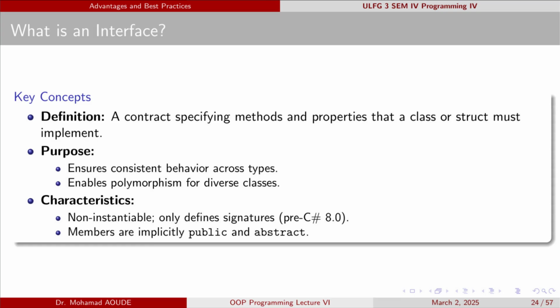Let's reestablish our definition. An interface is a contract, a promise that any implementing type must fulfill. Before C# 8.0, interfaces contained only signatures, no implementation. They're non-instantiable and they're designed to enforce consistency across classes.